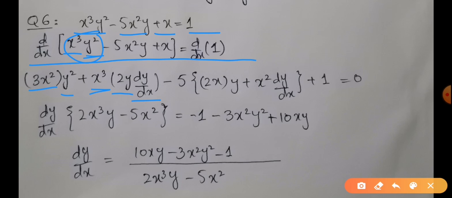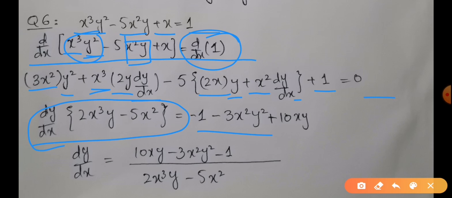Then minus 5, again we will apply the product rule on this. Derivative of x square is 2x into y as it is, plus x square as it is, derivative of y is dy by dx, plus the derivative of x is 1, and the derivative of 1 will be 0. Again taking dy by dx on one side and the other terms on the other side, we get the expression for dy by dx.